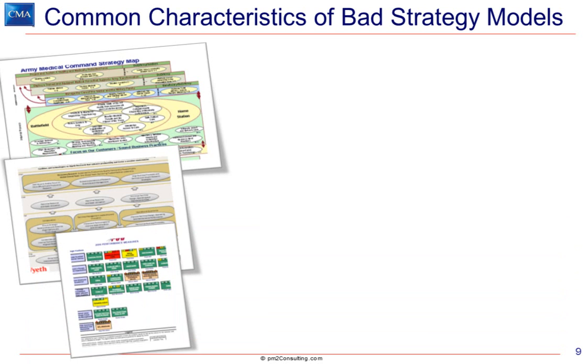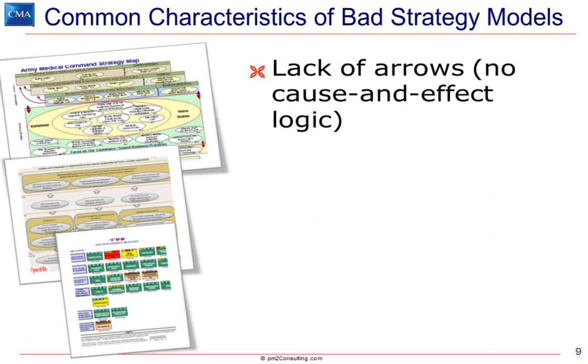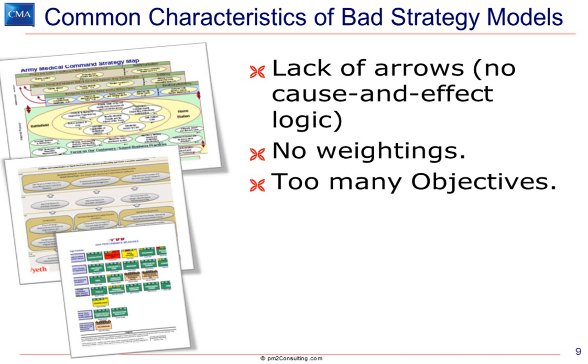So the characteristics that we've seen in these weaker strategy maps are things like the lack of arrows. I'm not clear about the cause and effect logic. There's no weightings on it, so I don't know what the priorities are I should be focusing in on. There are obviously way too many objectives. This cannot be top of mind with so many objectives that people can't easily rattle them off to you. And therefore, they end up being far too tactical.